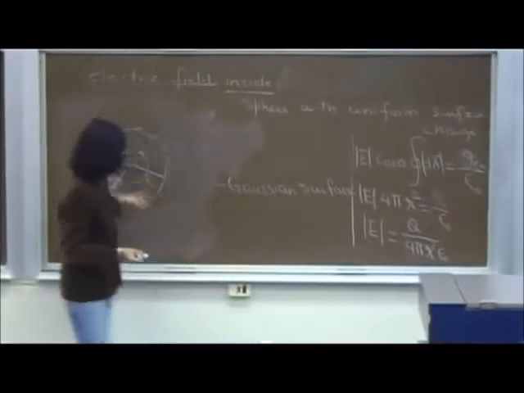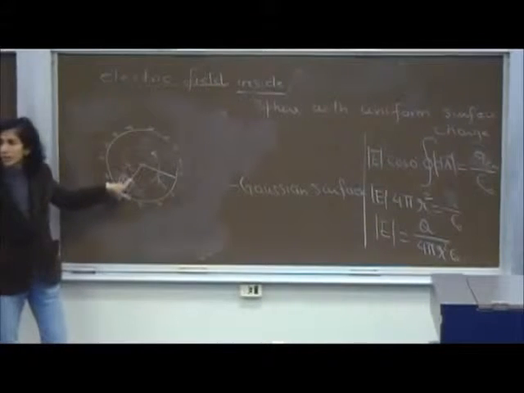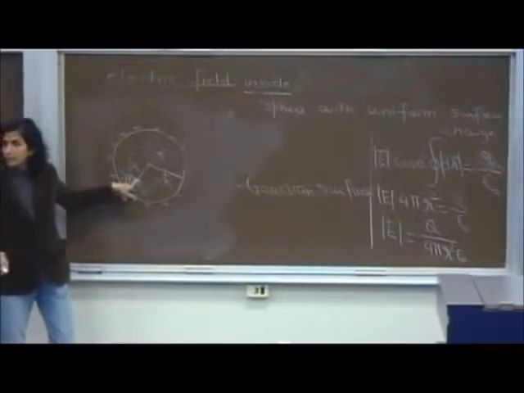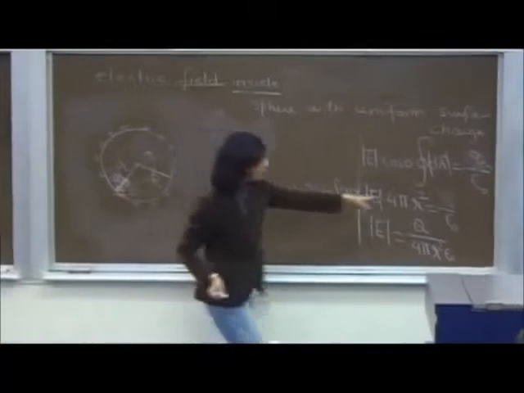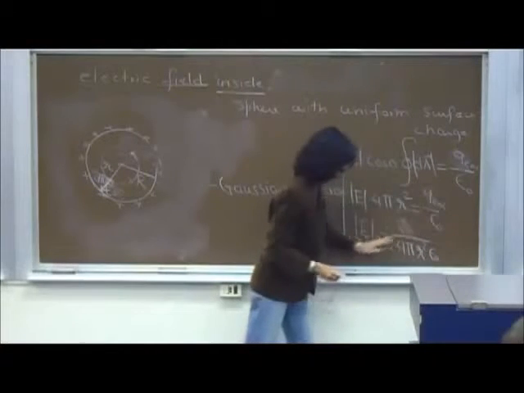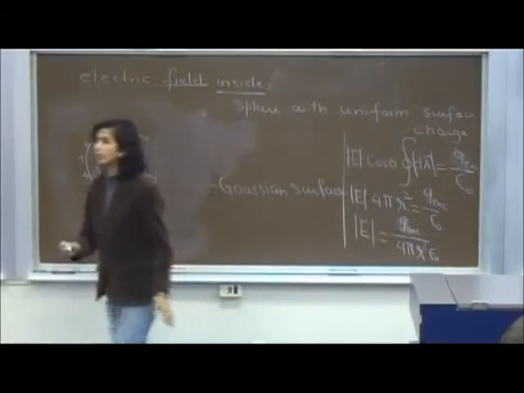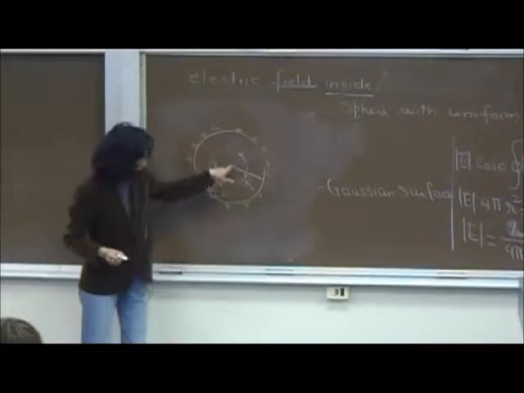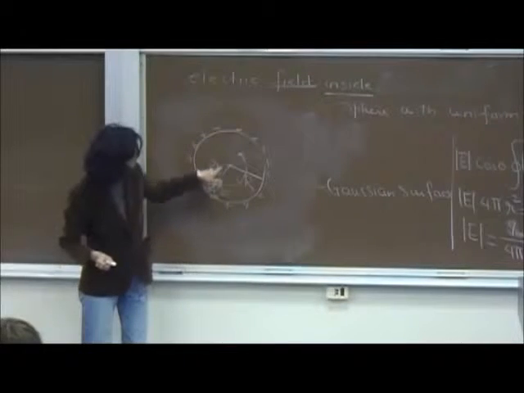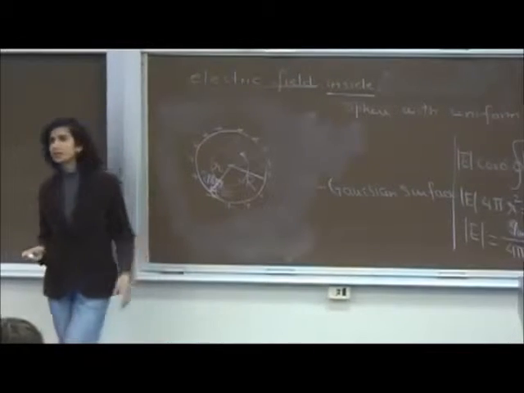Okay, so now is everybody seeing that this logic applies? Again, the area of this Gaussian sphere is 4 pi times this variable r squared, right? 4 pi r squared, and this thing we should call Q enclosed. So this is the electric field at any point a distance r away from the center. Now the question is, what is Q enclosed here?